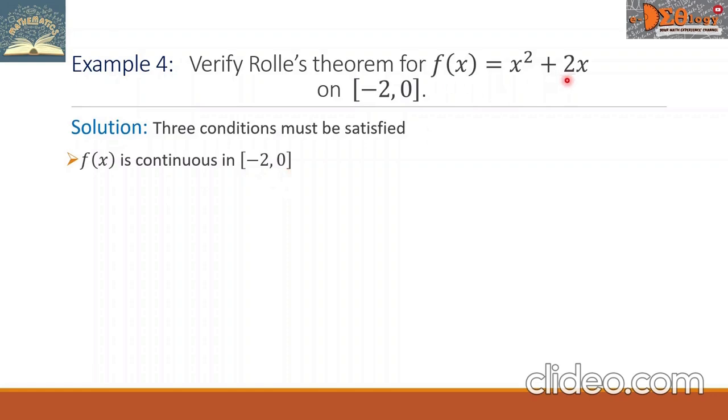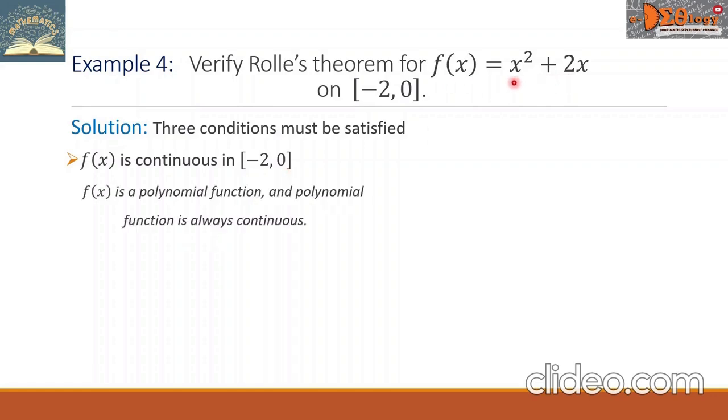Our function here is a polynomial function. So, we write f of x is a polynomial function, and polynomial function is always continuous. So, condition 1 is satisfied. Second condition, f of x is differentiable in the open interval from -2 to 0. So, we take the derivative of the function.